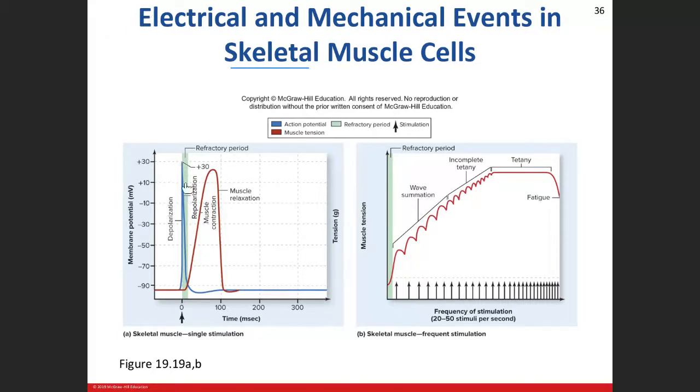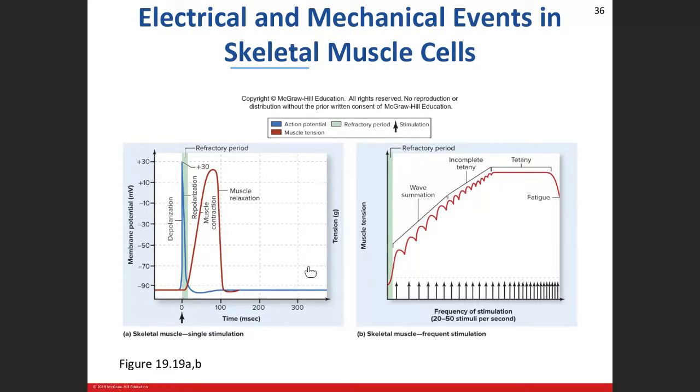All right, so our refractory period is tiny for the skeletal muscle cell, and that's only after one single stimulation. Then it's followed by muscle contraction and then muscle relaxation. That's what we see. Depolarization comes before the contraction.